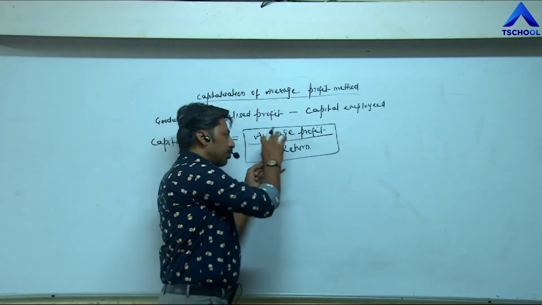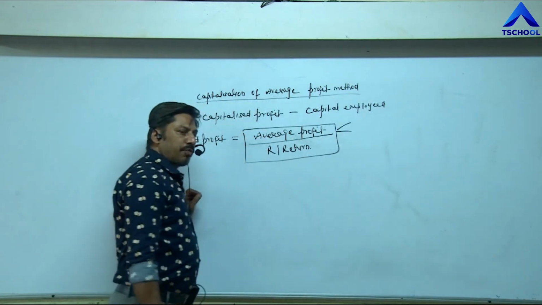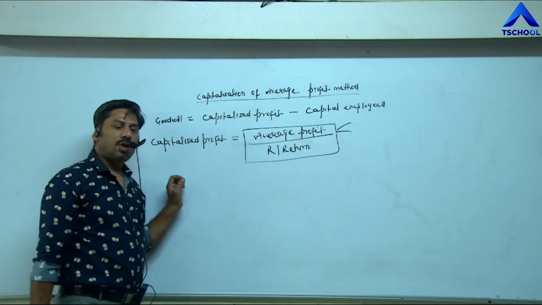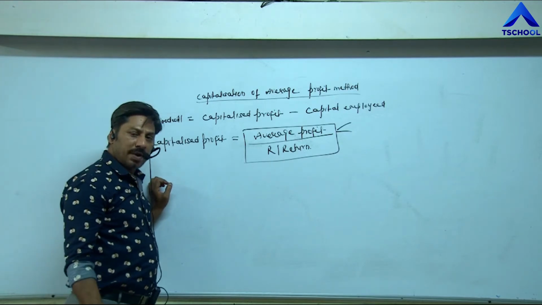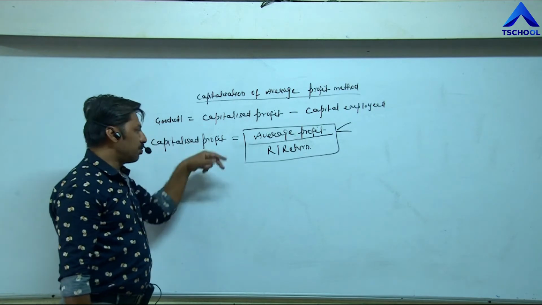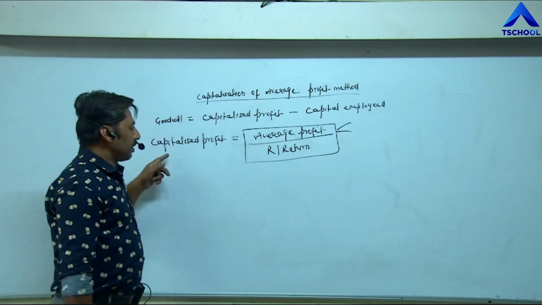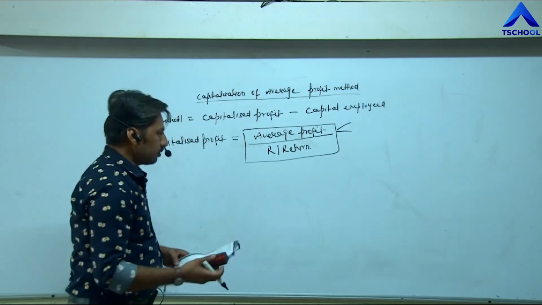And average profit, we have two methods again: total profit upon number of years, or total weighted profit upon total weight. It depends on the situation of profit which is given in the question. Now on this basis we will do question number 10, the last final question of this chapter.